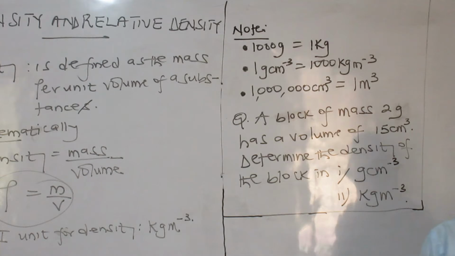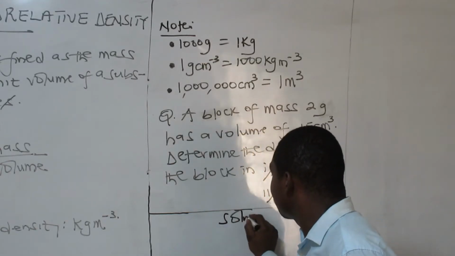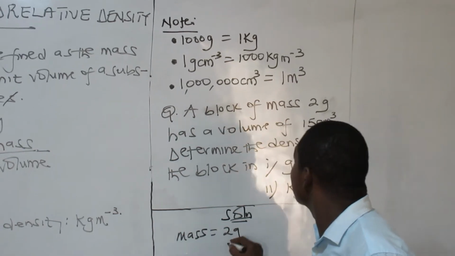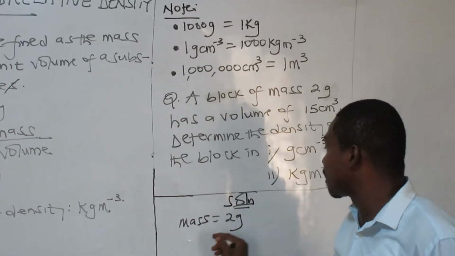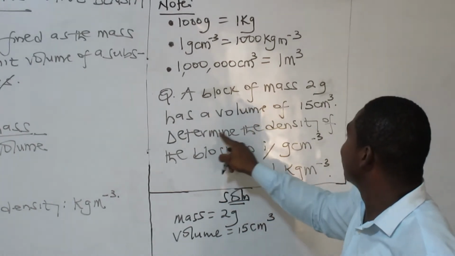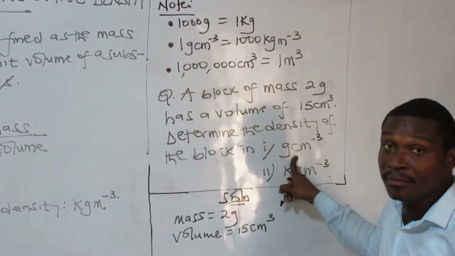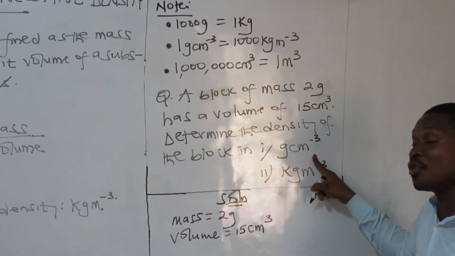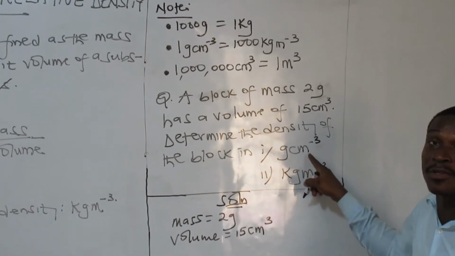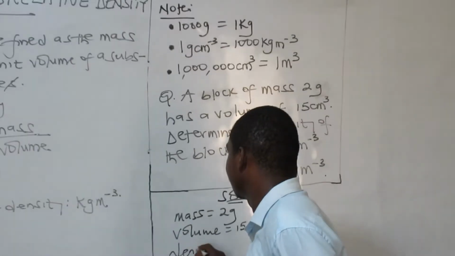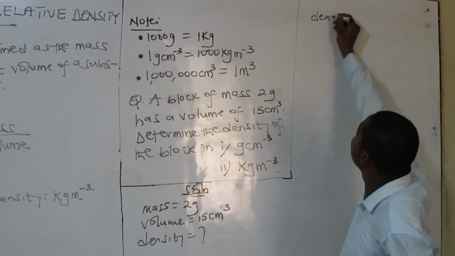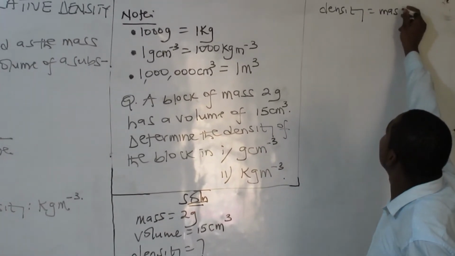So let's look at the solution to this question. A block of mass 2 grams has a volume of 15 centimeter cube. Determine the density of the block in gram per cm cube. I'm supposed to determine the density in gram per cm cube, and also the same density in kilogram per cubic meter. This is standard, that is not standard. So density equals question mark. Density equals mass over volume.